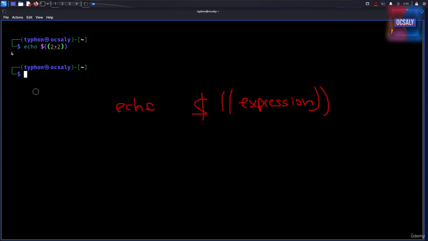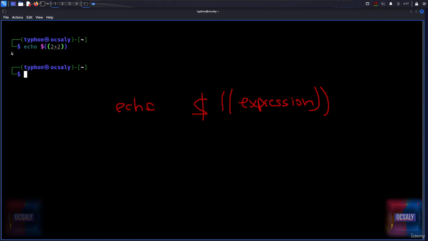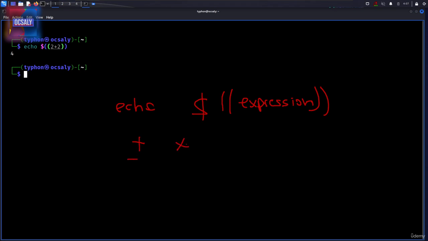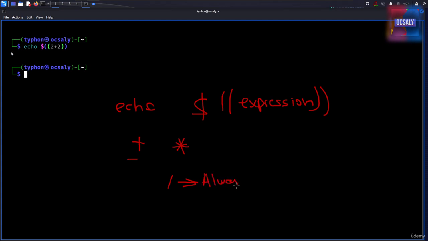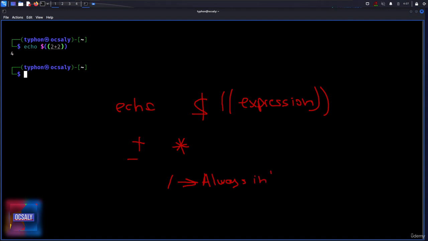Where expression is an arithmetic expression consisting of values and arithmetic operators. Arithmetic expansion supports only integers, whole numbers, no decimals, but can perform quite a number of different operations. For example, it can be used for addition, subtraction, multiplication, and division. But remember, since expansion supports only integer arithmetic, the result is always an integer output.